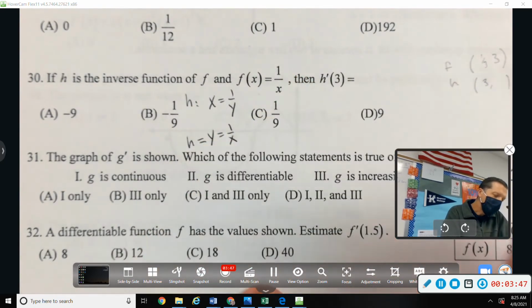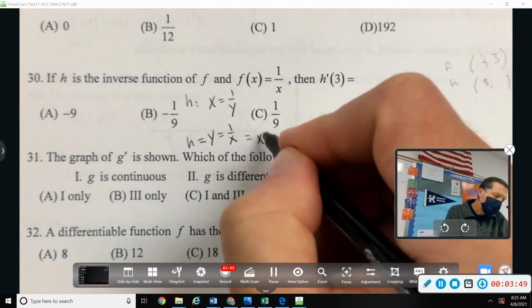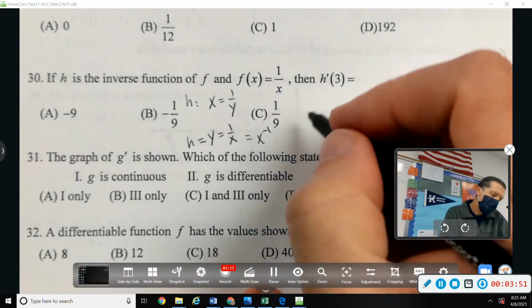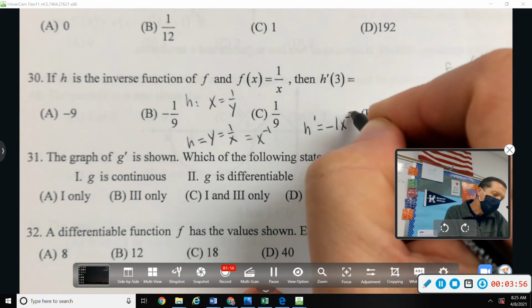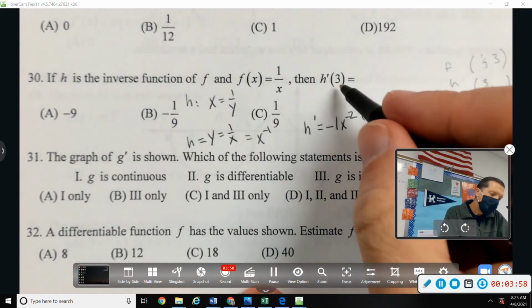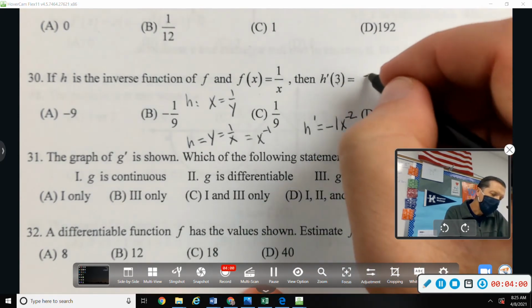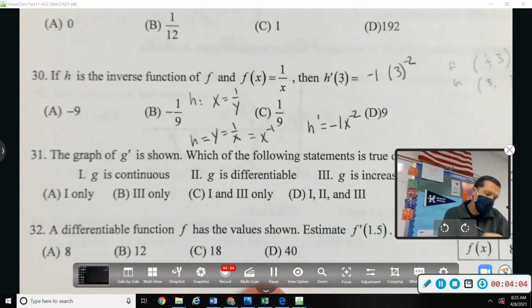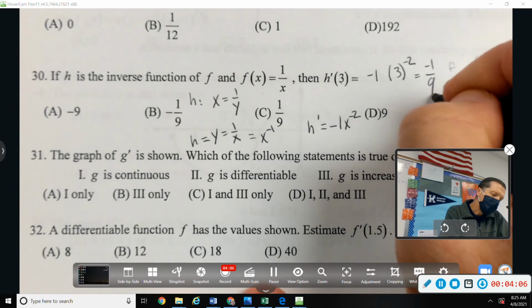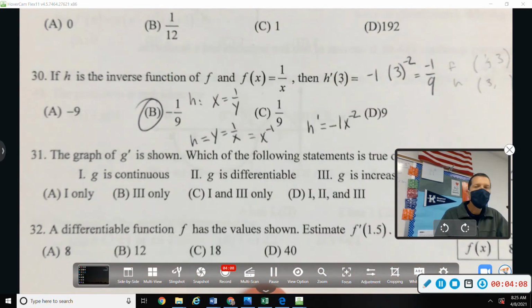So h is 1 over x, which is x to the negative 1. So h prime then is negative 1 x to the negative 2. So h prime of 3 would be negative 1 times 3 to the negative 2, which would be negative 1/9. So B.